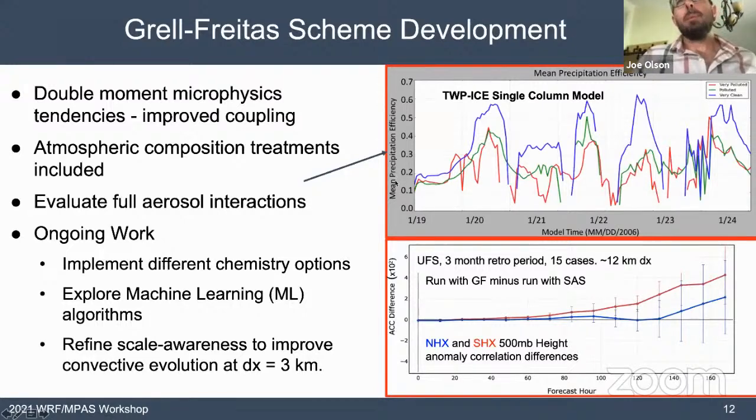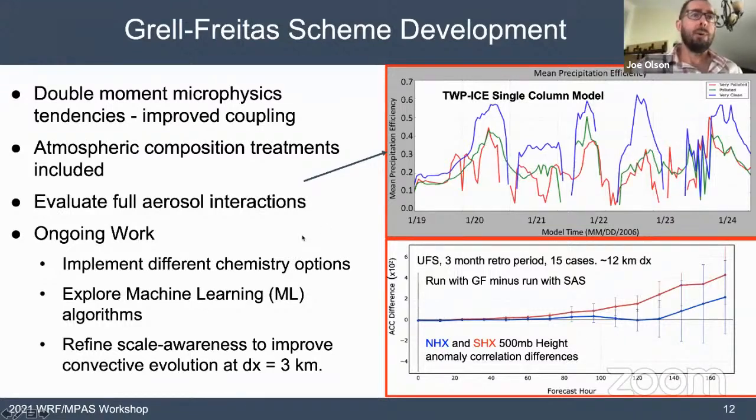We're showing the mean precipitation efficiency as a function of time during this 5-day period of the TWP-ICE experiment for a few different pollution scenarios, from very clean in blue to very polluted in red. So you can see overall how it impacts the precipitation efficiency within the convection scheme.